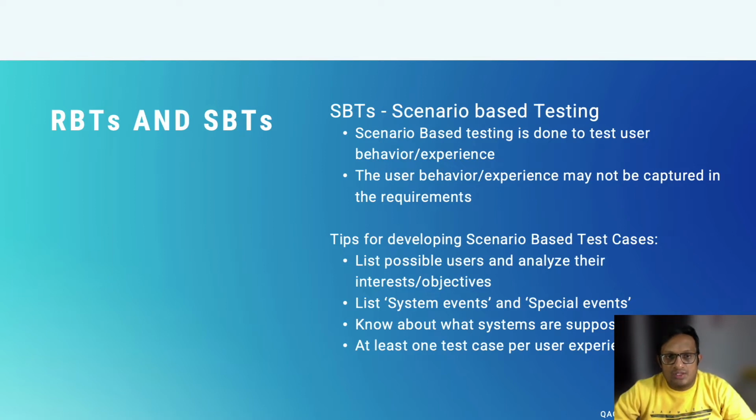And then you list down the events that may happen during the application. There are some system events that may occur, and then there are some special events that may happen. You have to understand these events first, and based on these events, you have to write down your scenario based test cases. You should know what things are supposed to happen when the system is used, and then again you have to write at least one test case per user experience when you are writing the scenario based test cases.